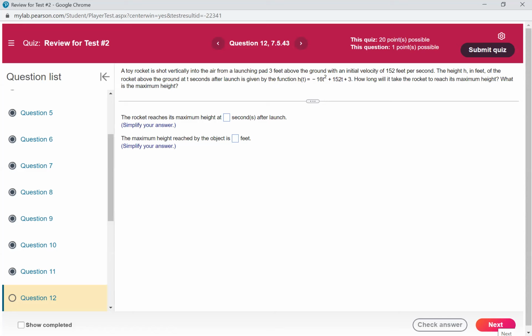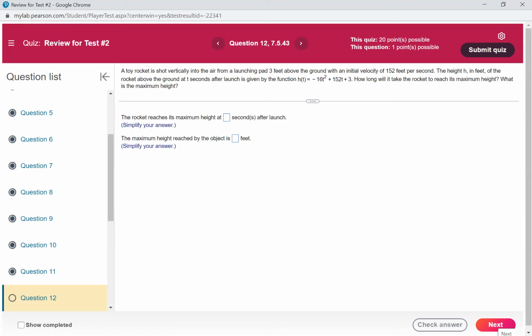All right, a toy rocket is shot vertically in the air from a launching pad 3 feet above the ground. Initial velocity 152 feet per second. The height in feet of the rocket above the ground at t seconds after launch is given by the function h of t equals -16t squared plus 152t plus 3. So all you need on this one is the actual formula here.